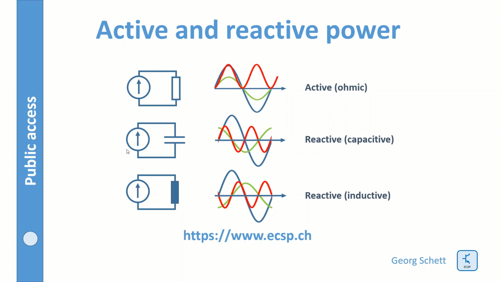The electricity is basically oscillating between the source and, in this case, a capacitor, or between the source and an inductance. In case of a capacitor, the reactive power is storing energy in the electric field of the capacitor, whereas in the case of an inductor, the electric energy is stored as a magnetic field in a coil, for example.